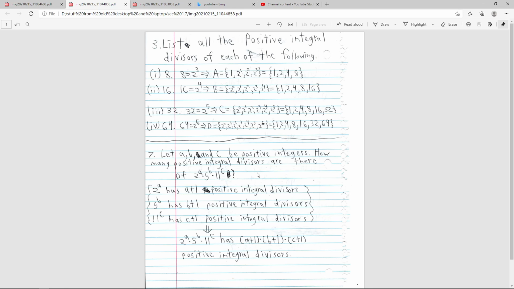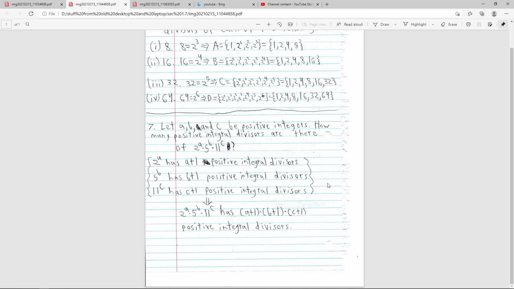Let A, B, and C be positive integers. How many positive integral divisors are there of 2 to the A power times 5 to the B power times 11 to the C power? So 2 to the A has A plus 1 positive integral divisors. Similarly, 5 to the B power has B plus 1 positive integral divisors, and 11 to the C power has C plus 1 positive integral divisors. Whatever those values of A, B, and C are, the number of positive integral divisors is going to be the product of A plus 1, B plus 1, and C plus 1.